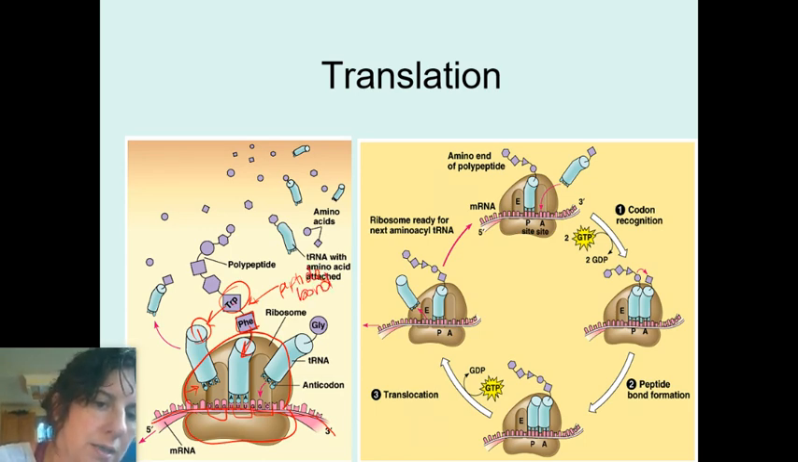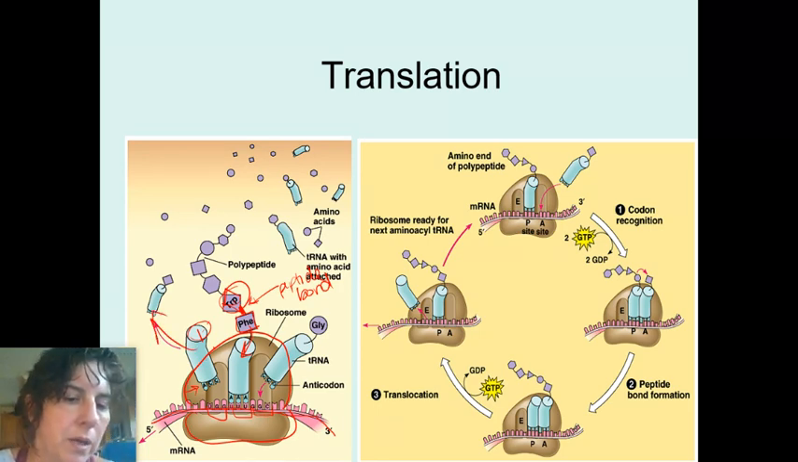that tRNA releases its amino acid. The reason these two are not attached anymore, this one and tryptophan right here, is because we formed a bond right here. So the tRNA released it, and it goes back out to the cytoplasm. It's going to pick up another one and come back later.